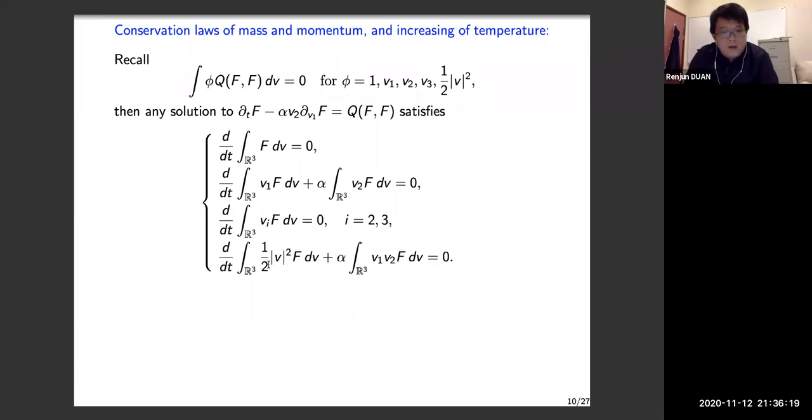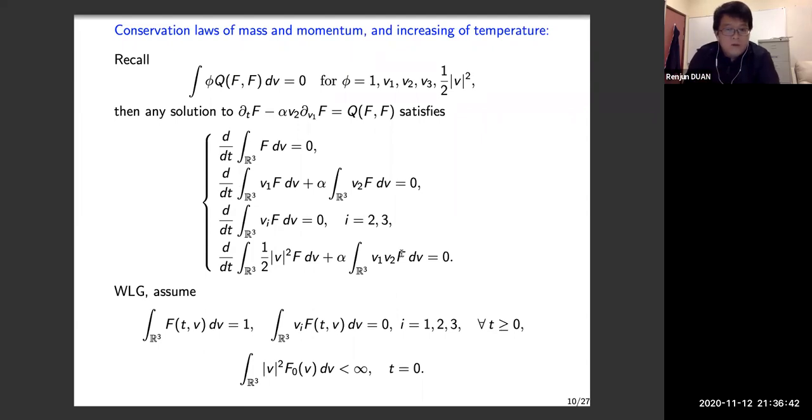This is the last balance law, for energy. The change rate of the energy is given by minus alpha times the heat flux along the x1 and x2 directions. This may not be zero for an anisotropic solution capital F. Without loss of generality, let us assume that for all non-negative time we have unit mass and zero momentum along the three directions. We also assume that the initial energy is finite and strictly positive. So we have a nontrivial F naught which satisfies those conditions.